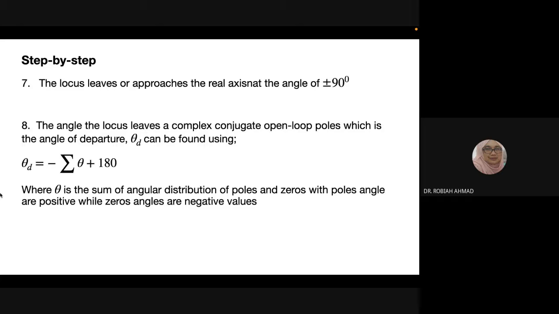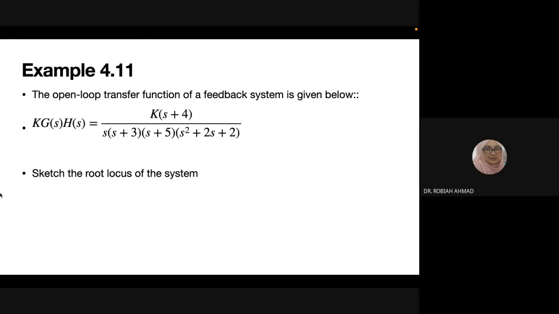If the root locus leaves or approaches the real axis, the angle should be 90 degrees. Then, if we have complex conjugate open loop poles, we have to determine the departure angle using this formula, where the summation of theta is the summation of the angles from the other poles and zeros to the complex conjugate pole, where poles are positive and zeros are negative. Finally, we have step 9, which is to determine the point of intersection with the imaginary axis, as well as finding the value of K for stability. Step 9 basically refers to your previous notes.